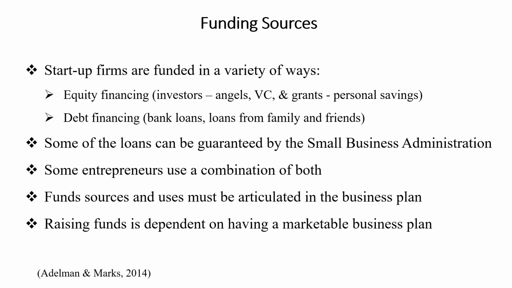So at some point, there may be need for further funds, and the use of debt financing is also very popular, where entrepreneurs get loans from banks, loans from family and friends. Some of the loans can be guaranteed by the Small Business Administration in the US. Some entrepreneurs, however, use a combination of both, starting with their initial savings at the beginning, then getting more equity financing later on from investors, and the use of bank loans are very, very popular.